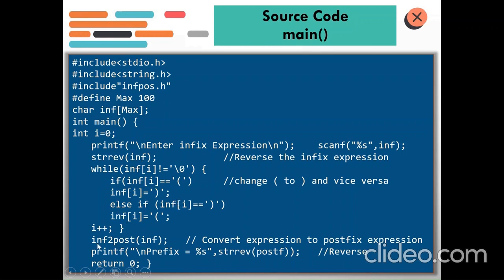Then we call the infix to postfix function or method which we saw in the previous slide. The same method I have called here, and after the control comes back after converting the infix to postfix expression, the reverse of the postfix expression is printed, which is our prefix expression, right?